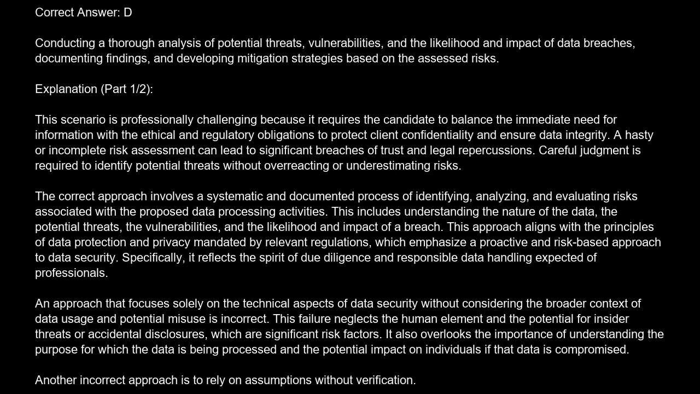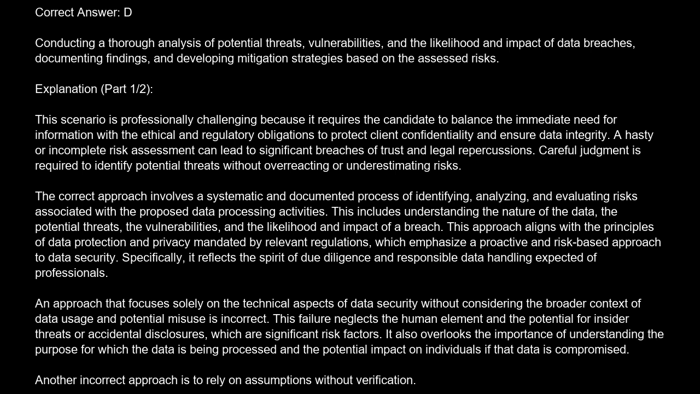The correct approach involves a systematic and documented process of identifying, analyzing, and evaluating risks associated with the proposed data processing activities. This includes understanding the nature of the data, the potential threats, the vulnerabilities, and the likelihood and impact of a breach. This approach aligns with the principles of data protection and privacy mandated by relevant regulations, which emphasize a proactive and risk-based approach to data security. Specifically, it reflects the spirit of due diligence and responsible data handling expected of professionals.